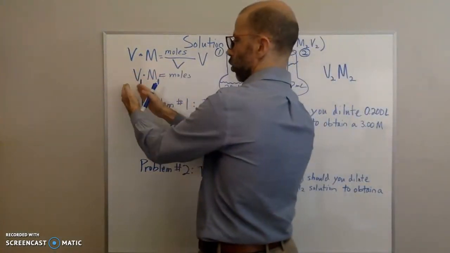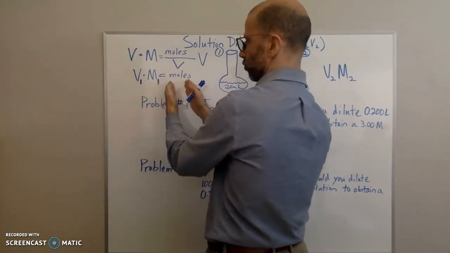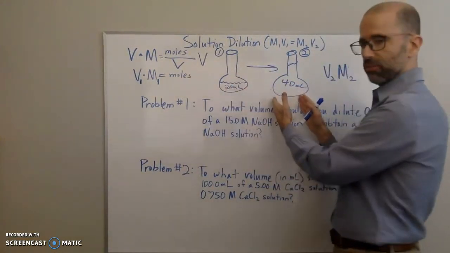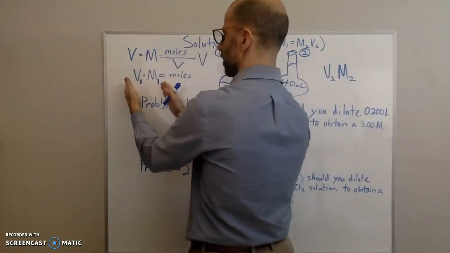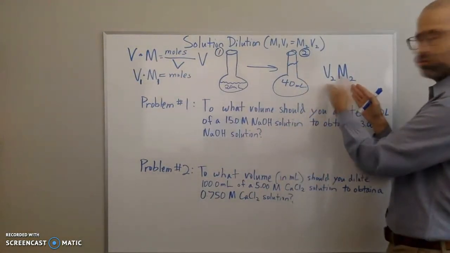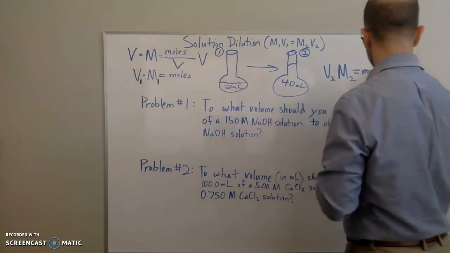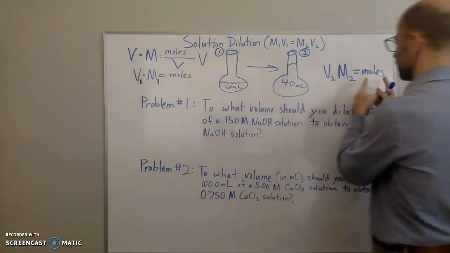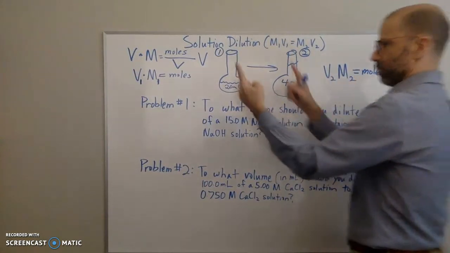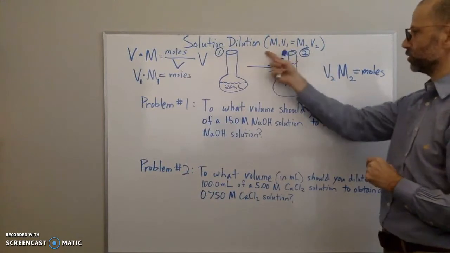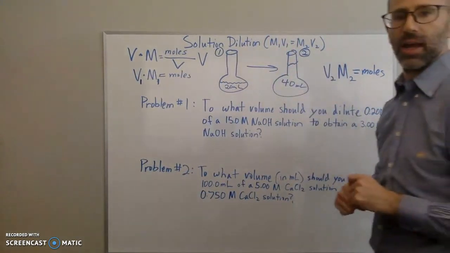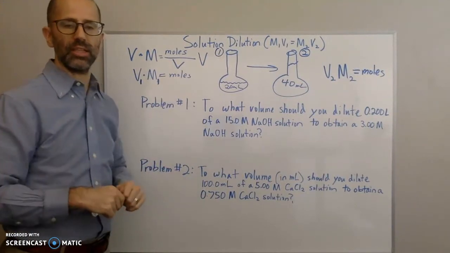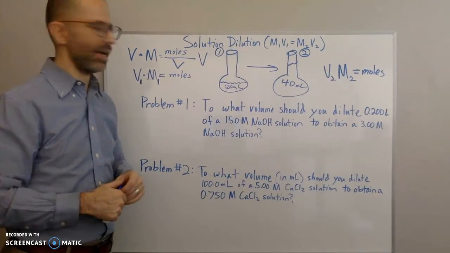If I know that the volume times the molarity gives me the moles, and I know that in situation 1 and in situation 2 the number of moles of my solute did not change, then V1M1 has to equal V2M2, because this is also equal to moles. If this is equal to the moles, and this is equal to the moles, and the moles stay the same, then M1V1 has to equal M2V2. And so that's where that equation comes from. And that only works for dilution, because in dilution I am just adding water and I'm not changing the amount of moles of the solute that I have originally.